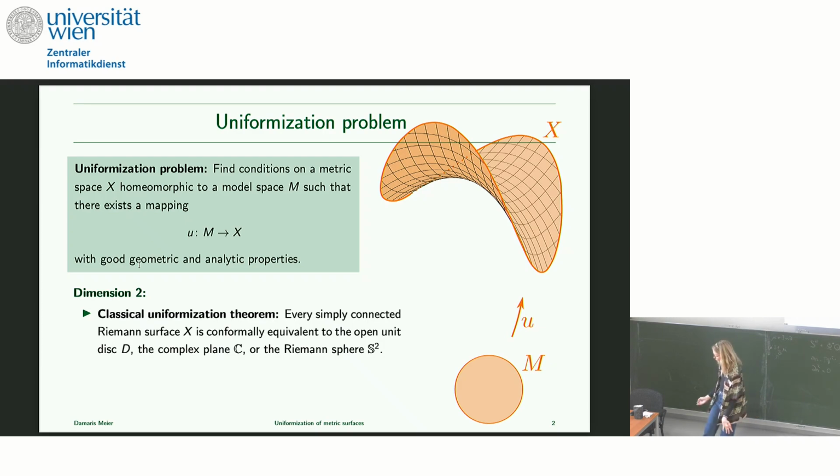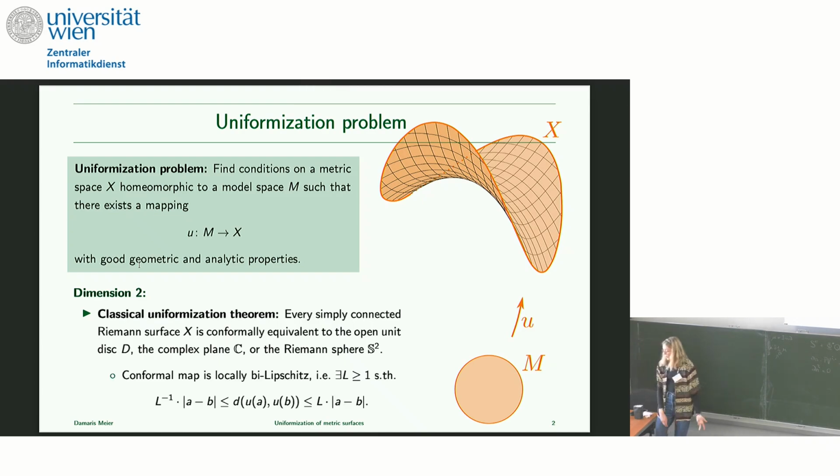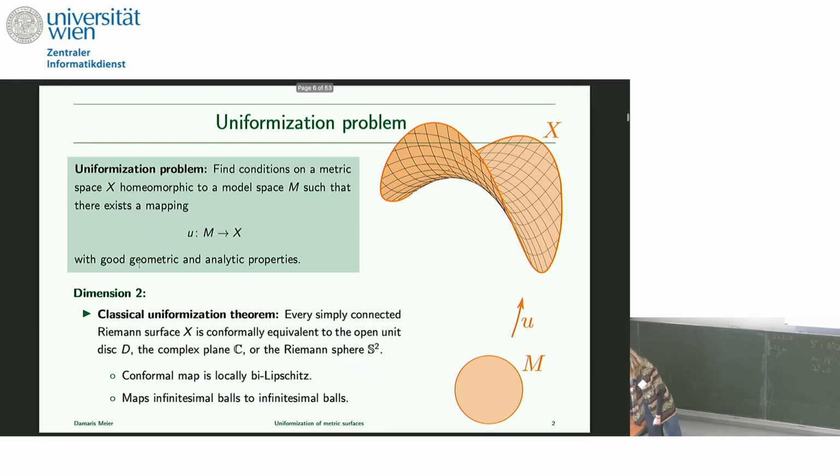So conformal maps are quite nice. They're diffeomorphisms, which are locally angle preserving, and they're also locally bi-Lipschitz because of that. So sort of distances don't enlarge too much or decrease too much, and they send very small balls to very small balls. So that's because they're somehow angle preserving.